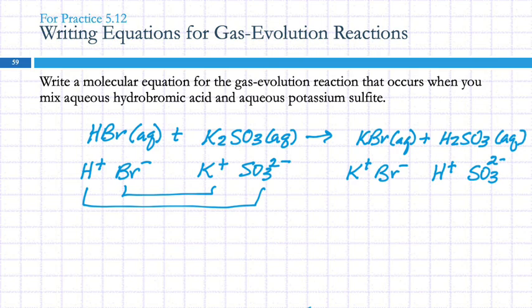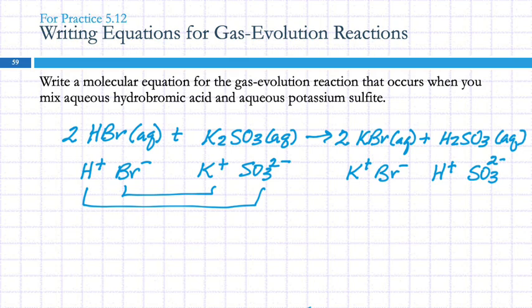And then we need to balance it. Thankfully, there aren't hydrogens everywhere here. So I have 1 hydrogen here, and I have 2 over there. So I'm going to put a 2 in front of the HBr. I've got 2 bromines, and over here I have 1. So I'm going to need to put a 2 in there. And then I've got 2 potassiums, and 2 potassiums, and 1 sulfite, and 1 sulfite. We're not quite done.